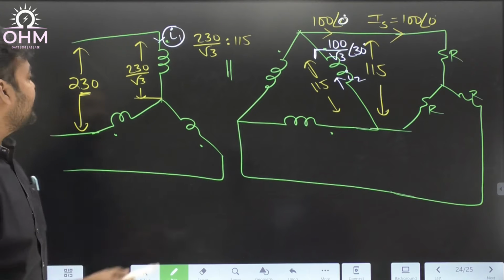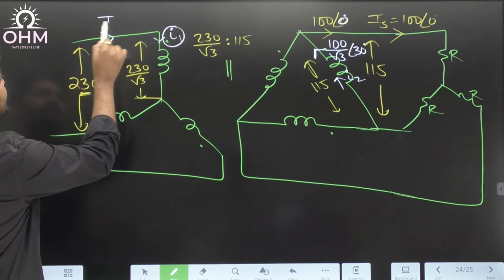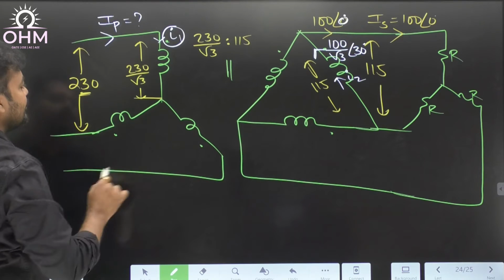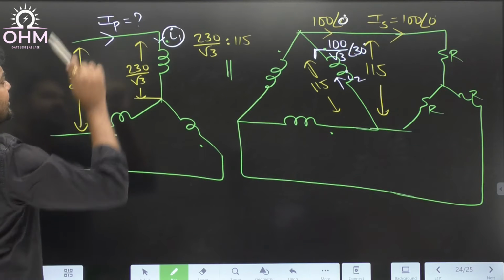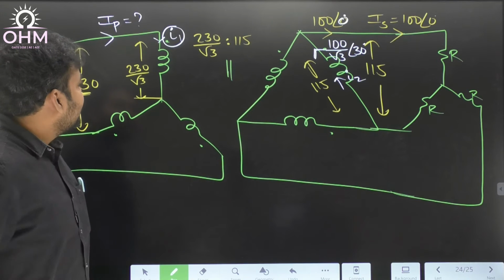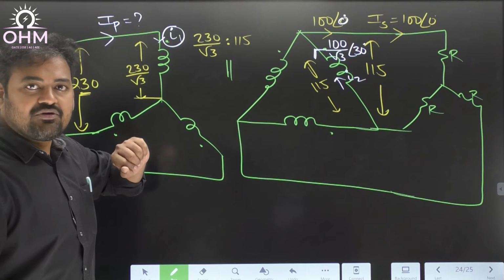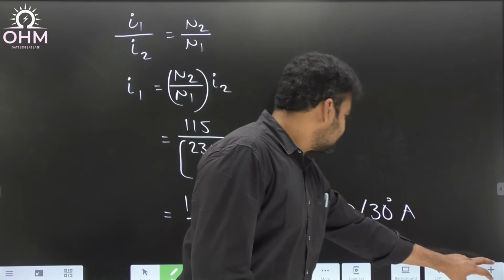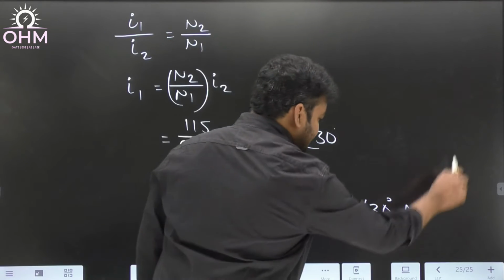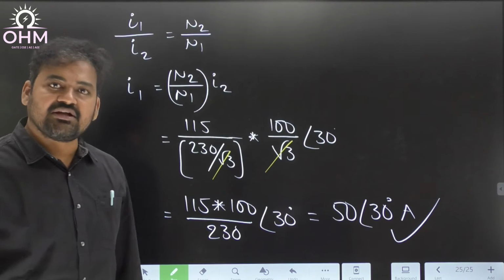But the answer that we need is the primary side line current. We know that in a star connection, phase current and line current are the same. Therefore, if phase current is 50 at an angle 30, line current will also be equal to 50 at an angle 30. That means this will be the line current as well. The answer is 50 at an angle 30.